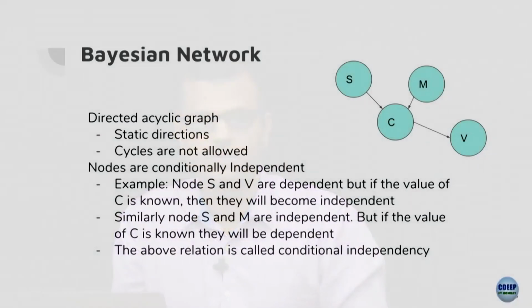Okay, I'm going back to the same. What I was talking about is exactly here. So directed acyclic graph, it's like static directions. Directions are static, it's not going to change, it's fixed. And cycles are not allowed, that's why it's called an acyclic graph.